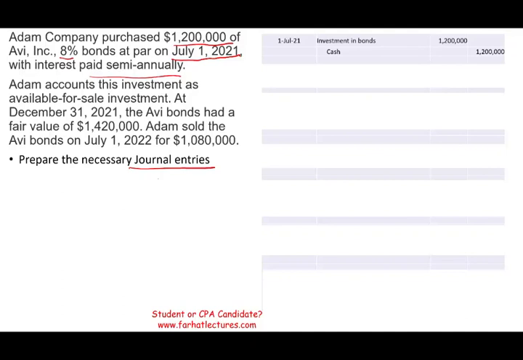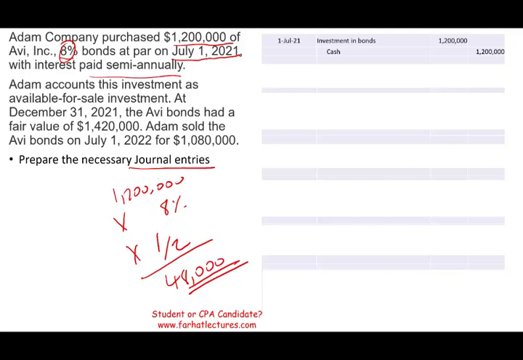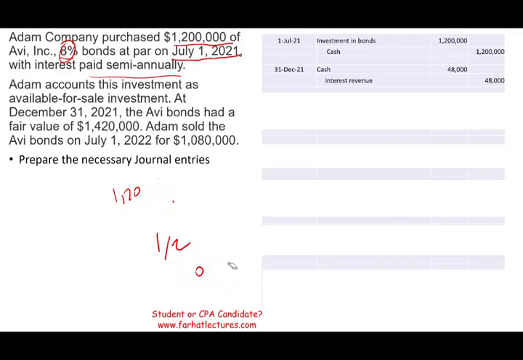Now, this investment pays interest semi-annually. Well, 6 months later, we're going to receive interest. When we receive the interest, we have to compute the amount of the interest. And simply put, you have to know how to do this, whether you are dealing with investments or with bonds on the CPA exam. That's the face value of the bond, 1.2 million, times the stated rate, times 1/2, because this bond pays interest semi-annually. So every 6 months, this bond pays interest of 48,000. I'm going to receive cash of 48, I'm going to credit interest revenue 48, and that's the entry that I will make on December 31st.